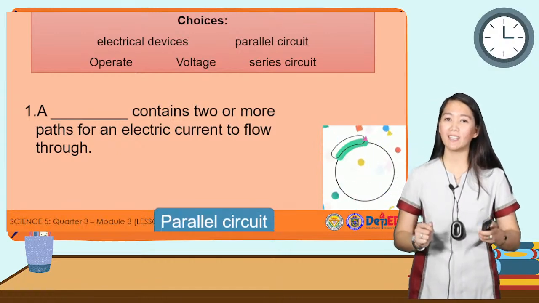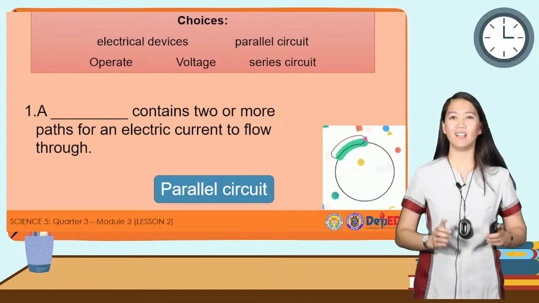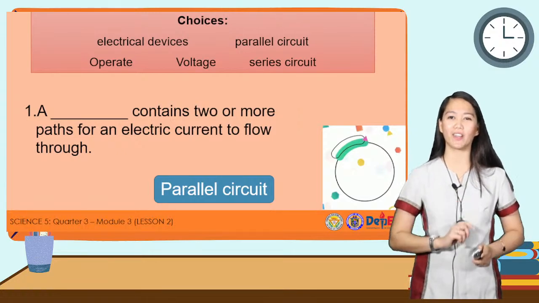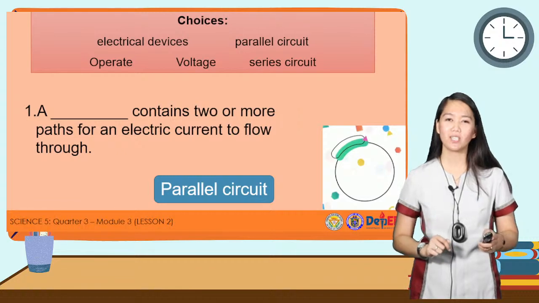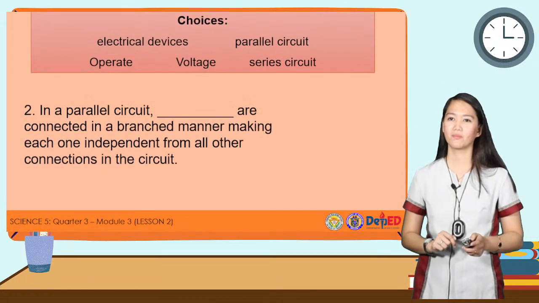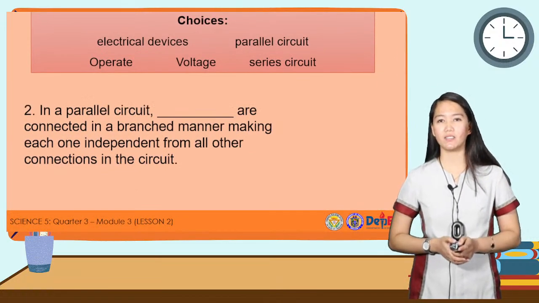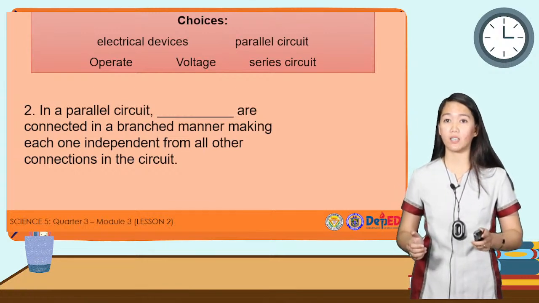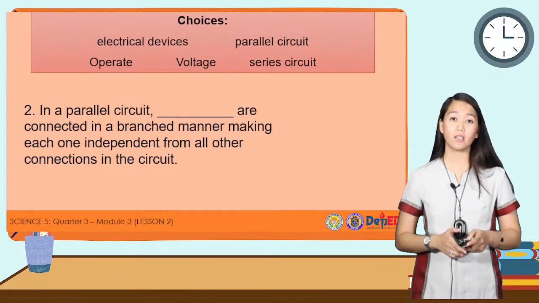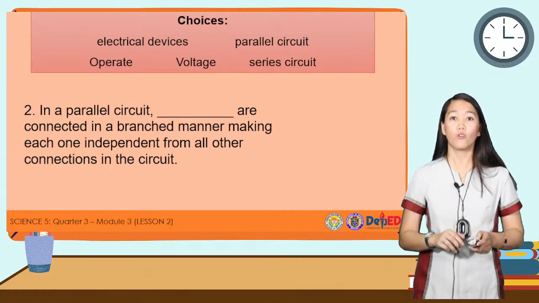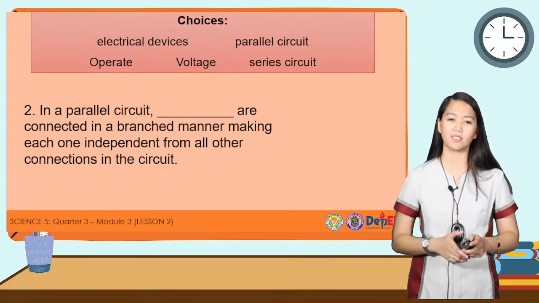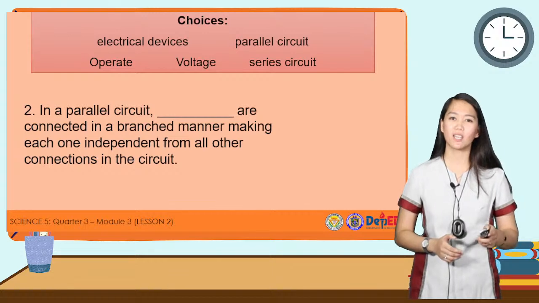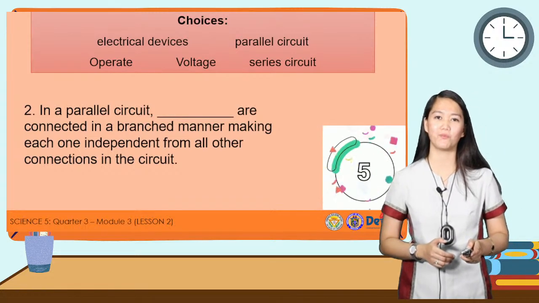Okay, so if your answer is parallel circuit, then you are correct. How about the second one? In a parallel circuit, blanks are connected in a branch manner, making each one independent from all other connections in the circuit. Your time starts now.